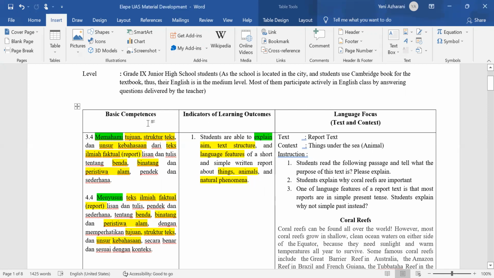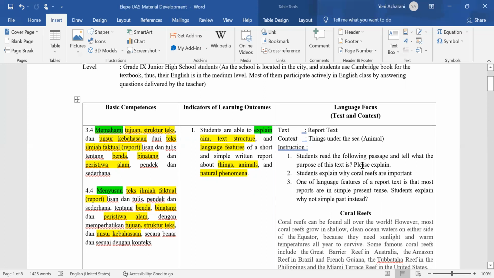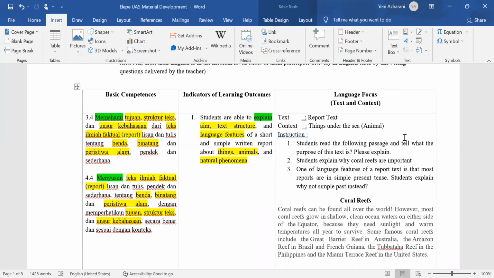Because in the basic competence previously, it's actually to understand the aim, structure, and also language feature of a text. So the same case happens here in the learning outcomes. And here is the material that I developed. The text is a report text and it's about the things under the sea.